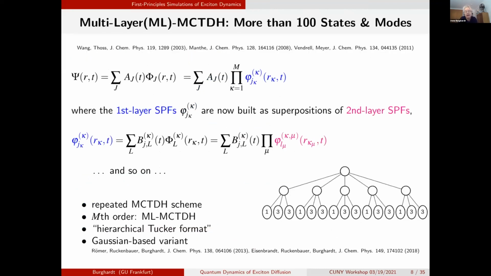And in the simulations that I'm going to show today, we're actually using a more sophisticated variant, a so-called multi-layer MCTDH technique. This is going to take us towards more than 100 states of vibrational modes. The idea is that we do a repeated MCTDH scheme. We take each of these single particle functions and we again develop this in terms of a multi-configurational sum over products expansion. So we're doing MCTDH repeatedly and we generate these high dimensional trees. That is the key to go to a really large number of modes, as I will show later on.